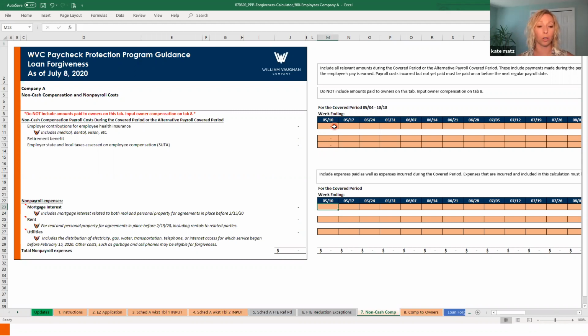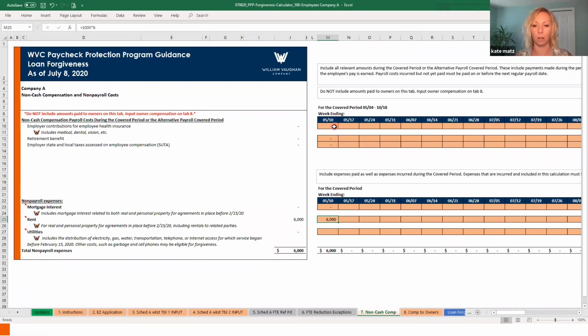We've got mortgage interest, rent, and utilities to consider. So let's assume that for this company, they've got nothing by way of mortgage interest. Getting into rent though, let's assume that they pay $1,000 per month for rent. And since they're using the 24-week covered period, that's 6 months. So we'll do $1,000 per month for 6 months.